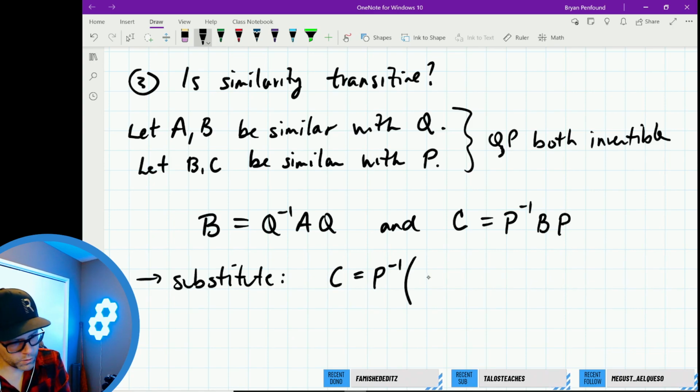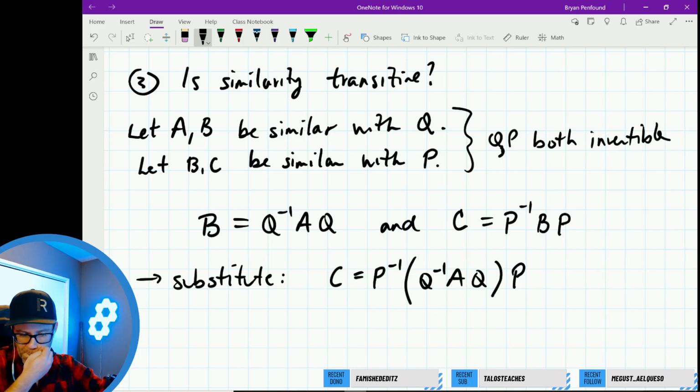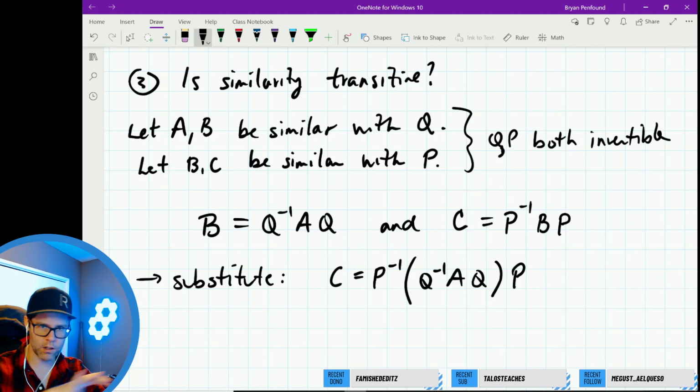So let's put this relationship Q inverse AQ in here. And this is a helpful thing to do because transitivity says if A and B are similar and B and C are similar, then A has to be similar to C. So we're trying to gauge a relationship between A and C. So this is really helpful. We cut out the middleman of B.